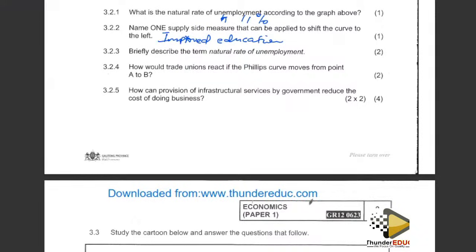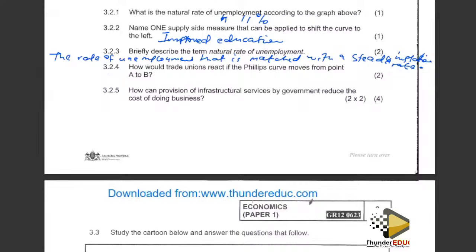Okay, right. So now let's move on to the next question. The next question reads 3.2.3. Briefly describe the term natural rate of unemployment. The natural rate of unemployment refers to the rate of unemployment that is merged with a steady inflation rate. So we refer to the rate of unemployment that is merged with a steady inflation rate. Okay, right, grade 12s.